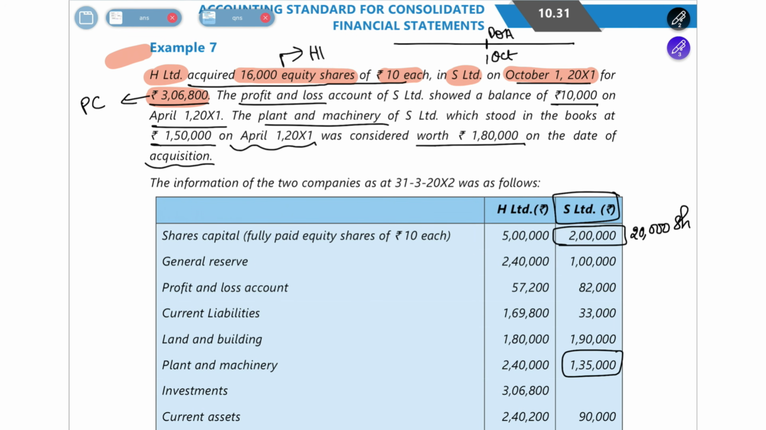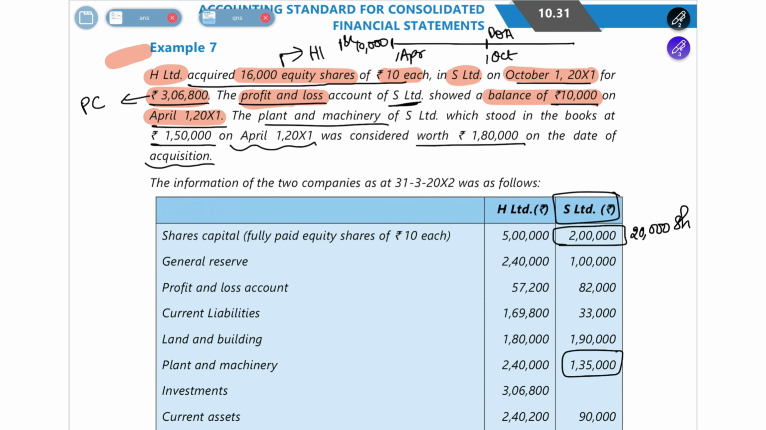Okay, and then what they are saying is that the profit and loss account of S Limited, the profit and loss account of the subsidiary company, showing a balance of 10,000 on 1st April 2001. So they are saying that as on 1st April there is a balance of how much? There is a balance of 10,000. Okay, this is in the P&L.